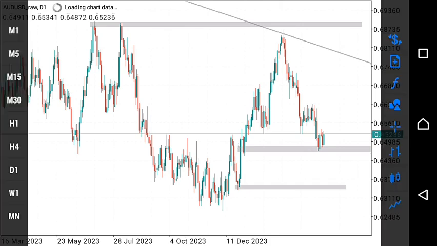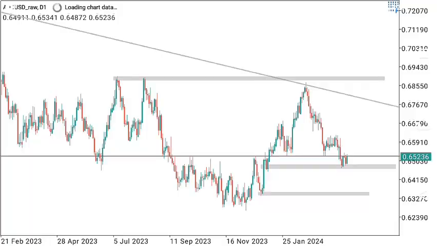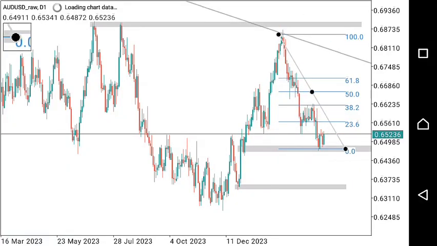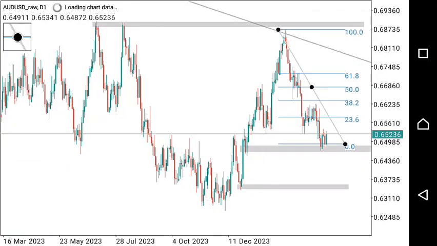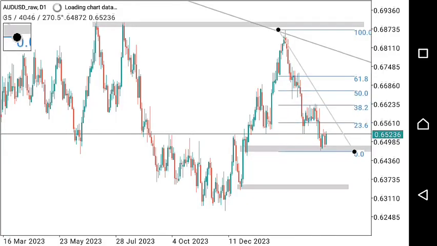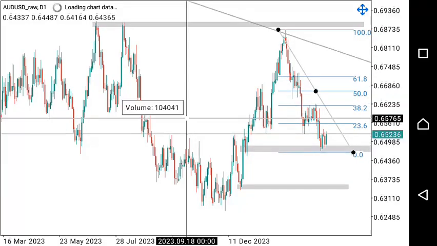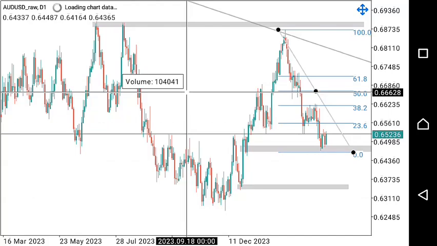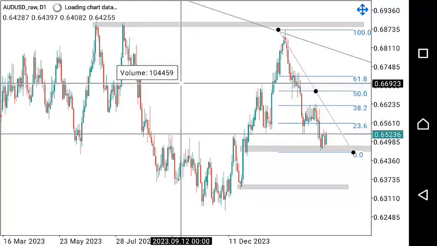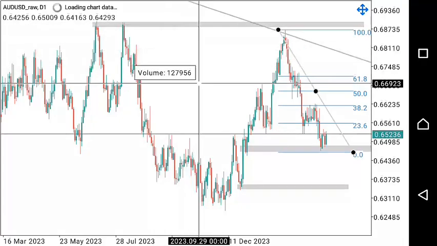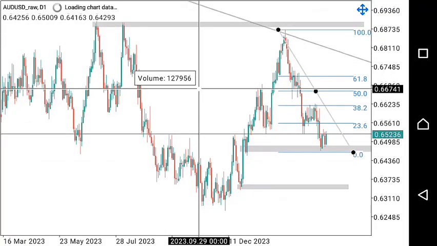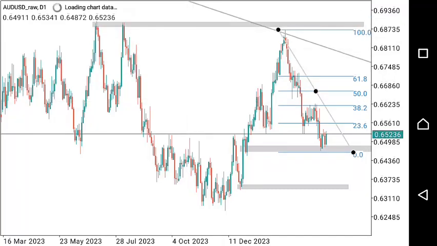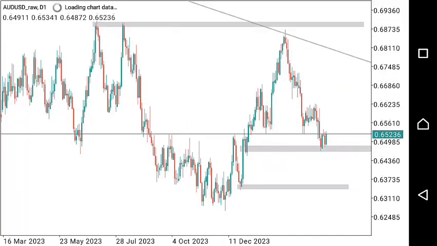If we pull out our Fibonacci tool from here to here, you can see that the premium price is between 0.66600 upward. So the premium price is from 0.66600 upward. So if this, let me get this out of the way.